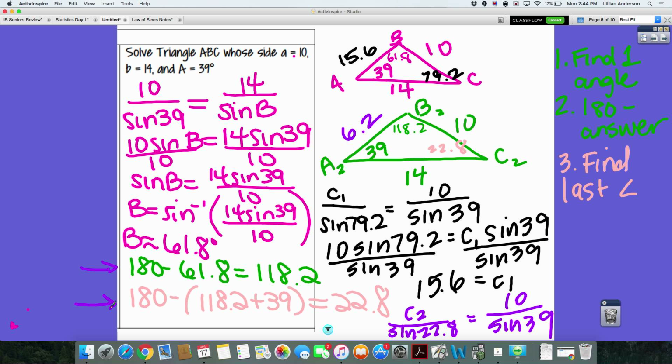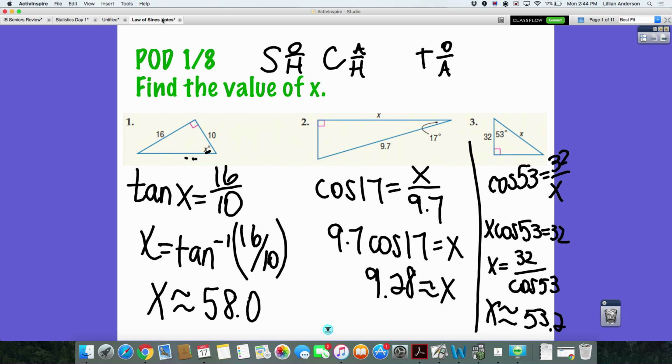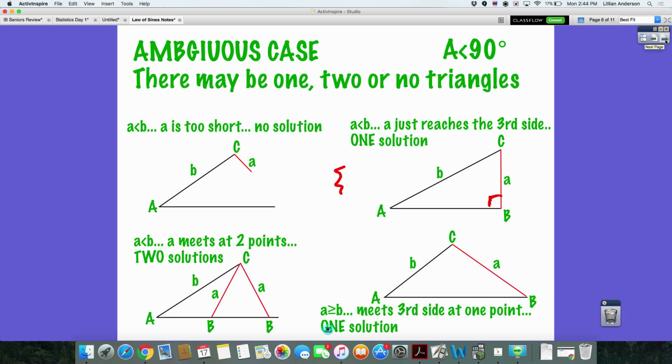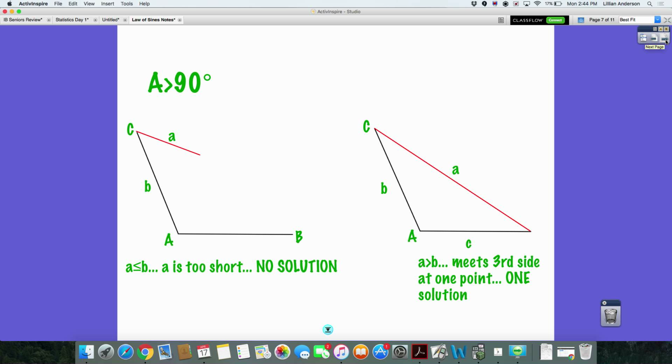You'll know if you have no triangles if you try to find the first angle and you get an error message, and you double check your work and you get an error message again. That's when you'll have no triangles. If you're thinking to yourself, well, Ms. Anderson, how do you not have any triangles? That happens when that side is not even long enough to reach. That's when you have no triangles. It can happen there, and it can happen here. That's when you can have no triangles.